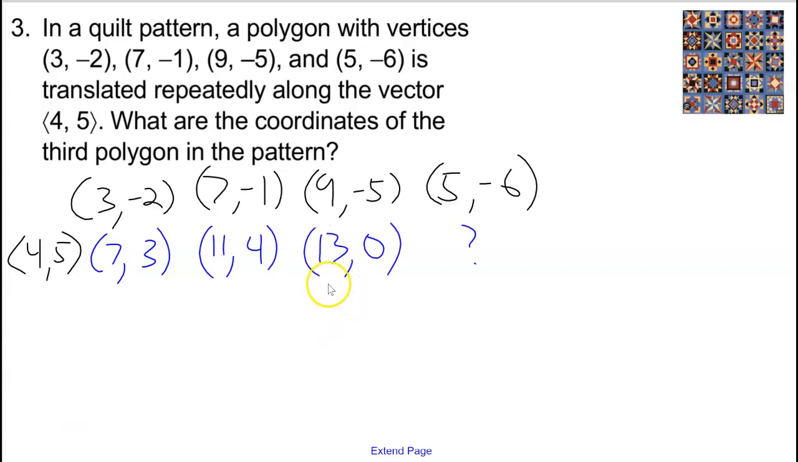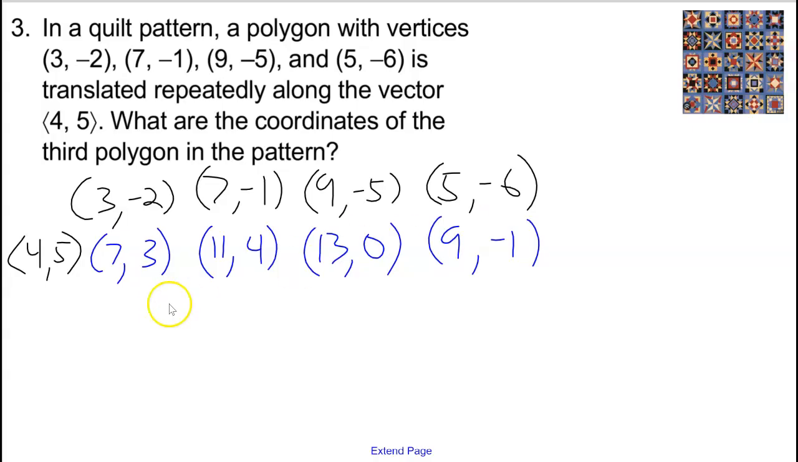All right, you should get 13 and 0. All right, what do we get when we apply it to 5 and -6? Okay, we should get 9 and -1.